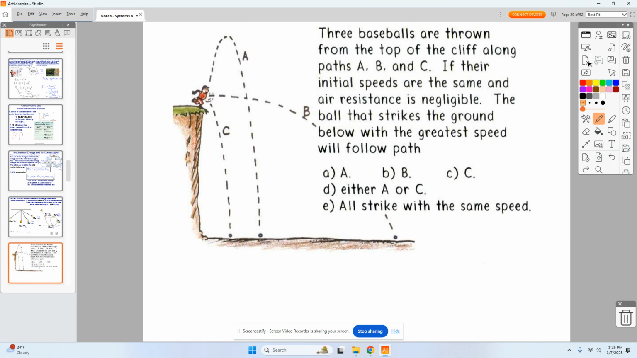Three baseballs are thrown from the top of the cliff along their paths, A, B, and C. If their initial speeds are the same, we're going to ignore air resistance. Thank you, non-conservative force of air resistance. We're going to ignore it. The ball that strikes the ground below with the greatest speed would follow which path? A, thrown up into the air. B, thrown horizontally. Or C, thrown downward, all at the same speed. Take a moment and tell that person that you're sitting next to which one will hit the ground with the greatest speed. Go.